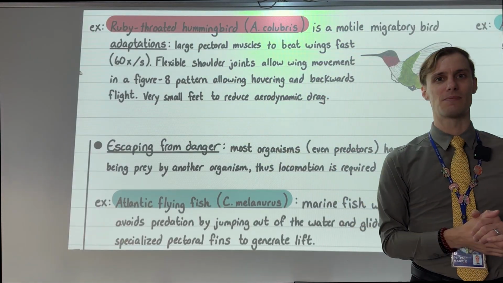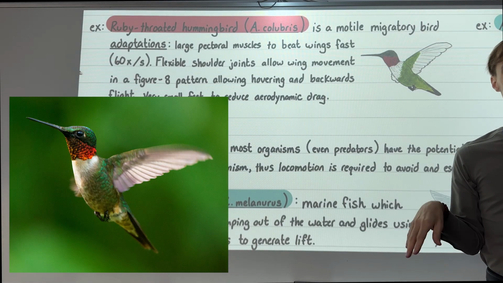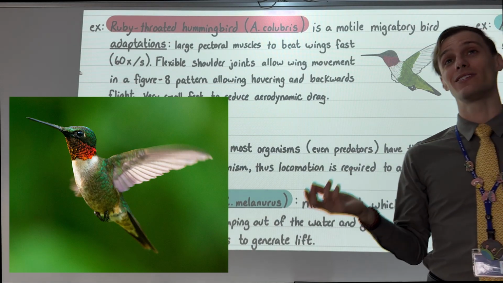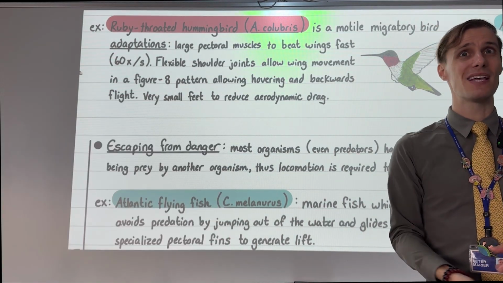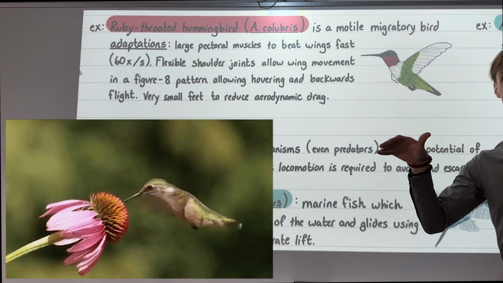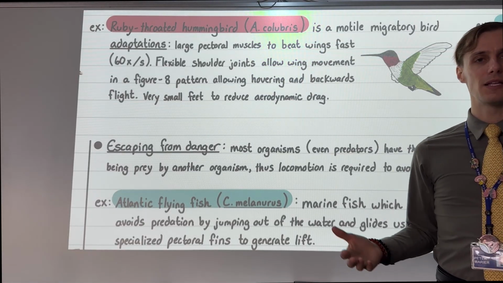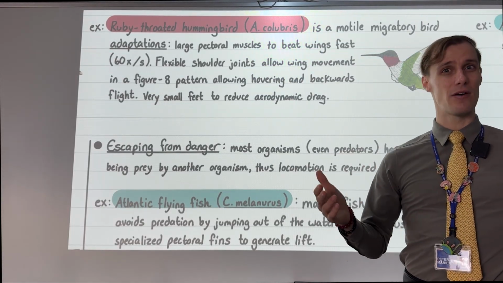Now I want to discuss my favorite bird of all time, and that being the ruby-throated hummingbird. Hummingbirds, again, I can talk all day about how awesome they are, but they're basically bird helicopters. They're the only birds that are capable of hovering and flying backwards. They have an enormous amount of maneuverability, and there's a few adaptations that allow them to do that.